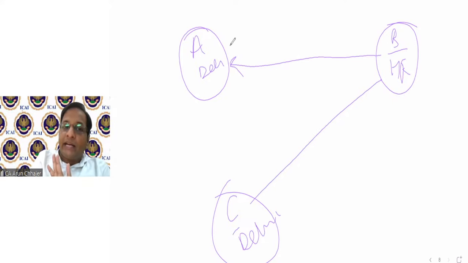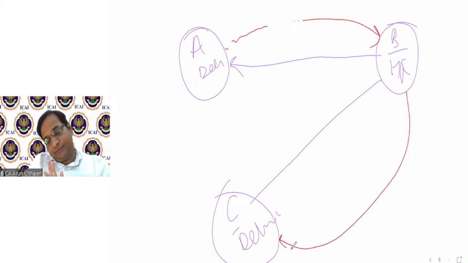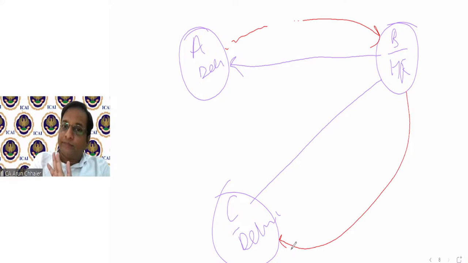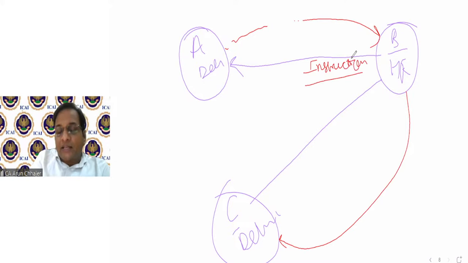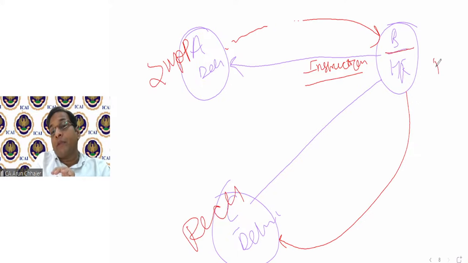So A kya karega? A will raise that tax invoice to B. B will raise that tax invoice to C. But as per the instruction of Mr. B, this A, who is the ultimate supplier, and C, who is the ultimate recipient, and B is nothing but the third party.